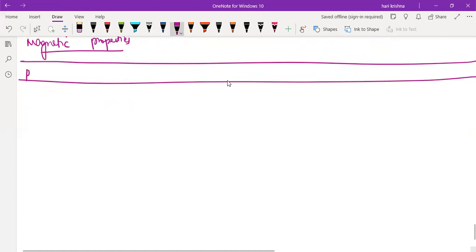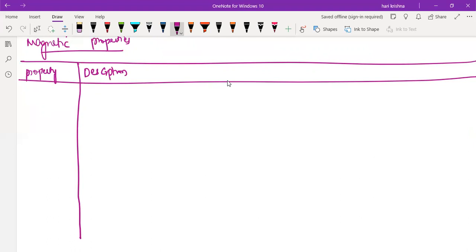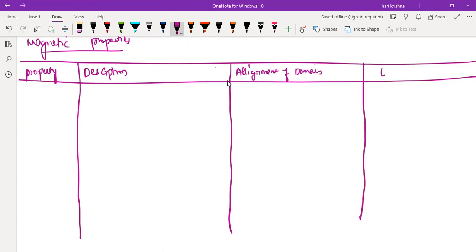So first one is a property, then the description about that magnetism, next, alignment of domains. And the next one is the examples. So first one is paramagnetism.